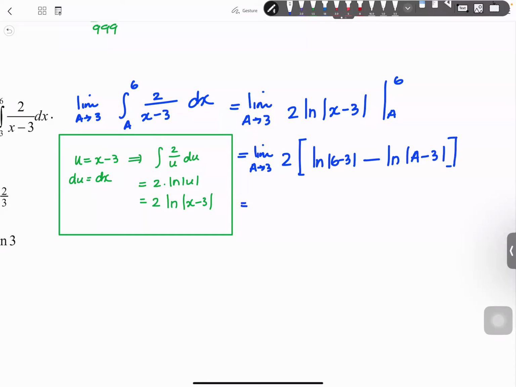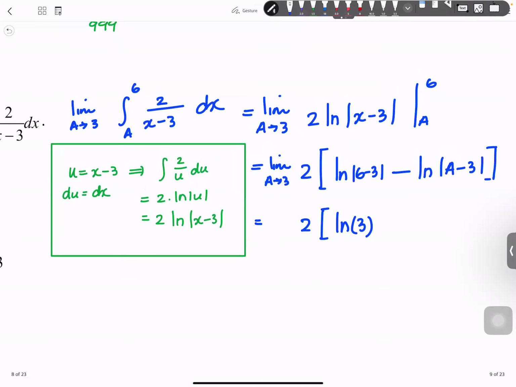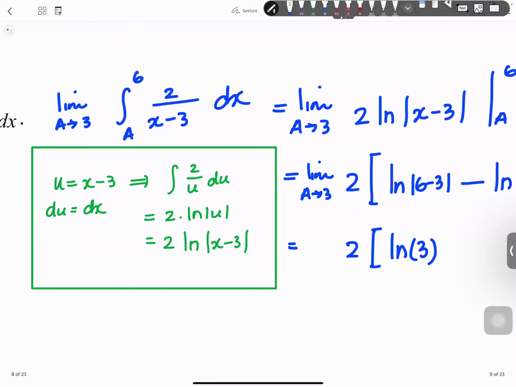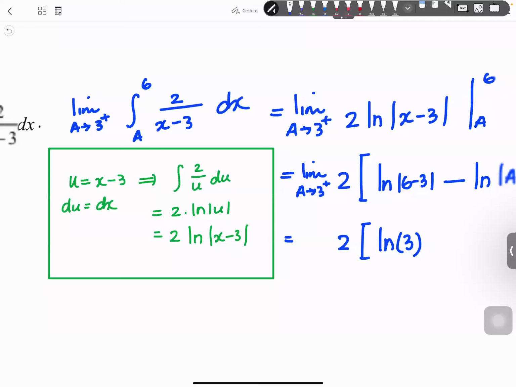And let's evaluate. This is going to give 2 times the natural log of 3. What happens if we plug in 3? Again, we should have put a direction on our limit at the beginning of the problem, especially when you work with logarithms. If you're somewhere on the interval between 3 and 6 and you're approaching 3, you are approaching from the right-hand side, right? So we can put this direction on this limit.